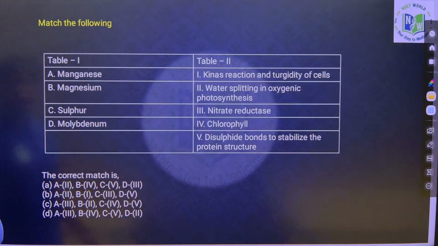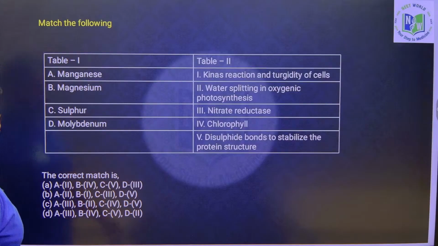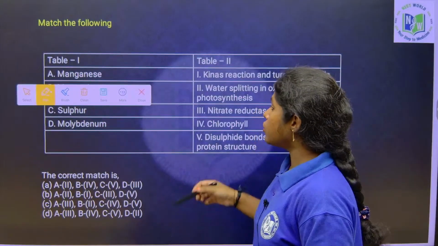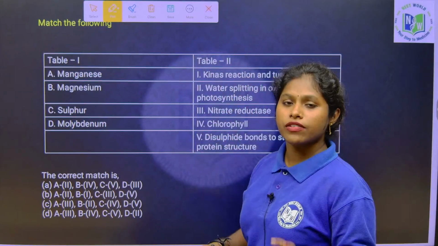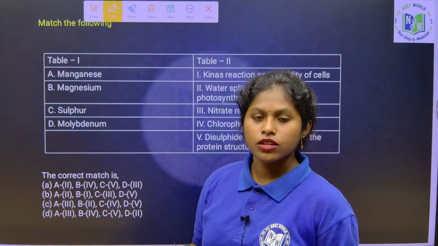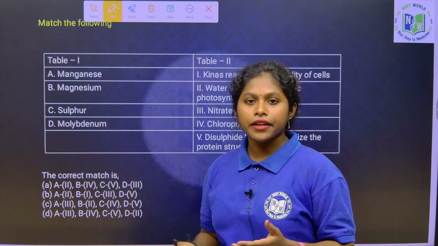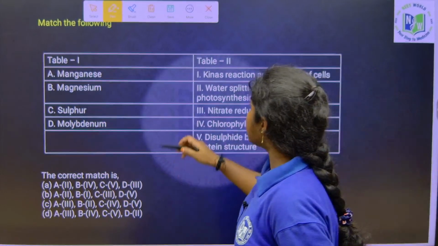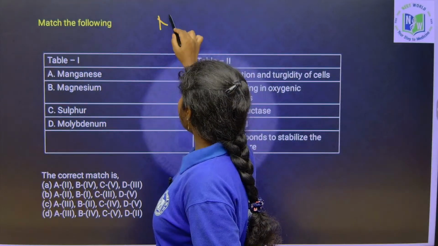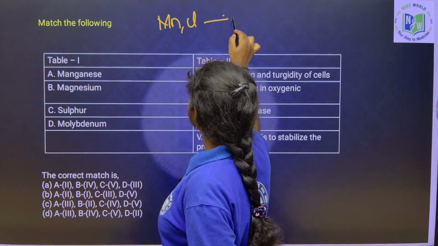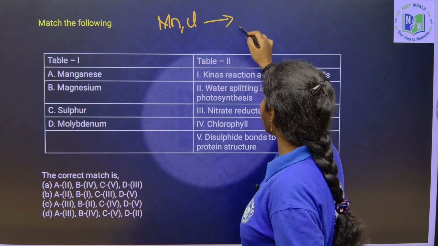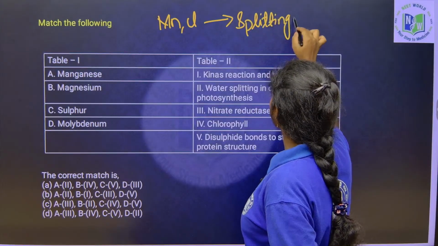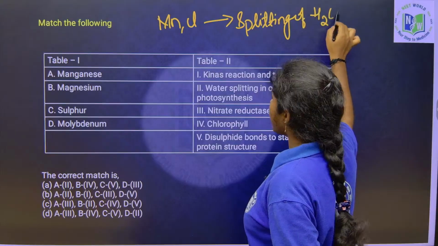Here is the match the following, students. They mostly ask table formation questions from mineral nutrition, students. So you must remember the functional activities of each element, which I have given as a list in our handwritten notes. Now see manganese. When I say that manganese and chlorine are main important for the splitting of water or photolysis of water, right? Or splitting of the water molecule. Splitting of the water molecule.